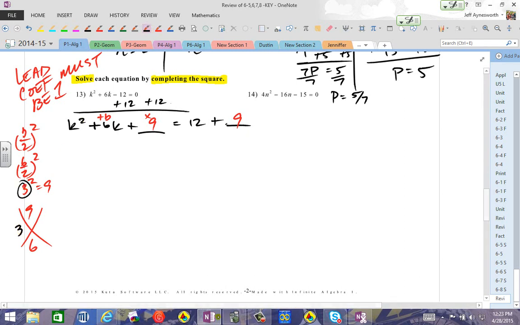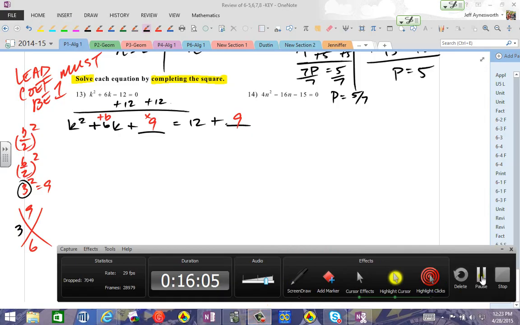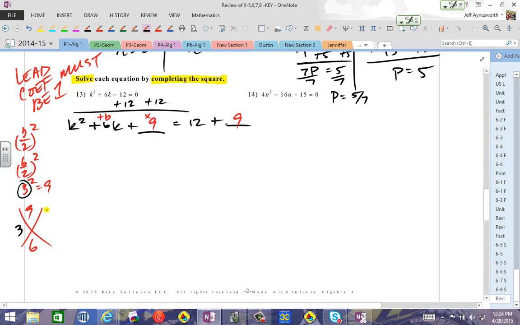Okay, sorry about that. So two numbers that multiply to 9 are 3 and 3, and they add to 6. So we're going to split the middle term and do factor by grouping. So k squared plus 3k plus 3k, 3k plus 3k is 6k, right? Plus 9 is equal to 21. Factor out a k. Factor out a 3. These are divisible by 3.